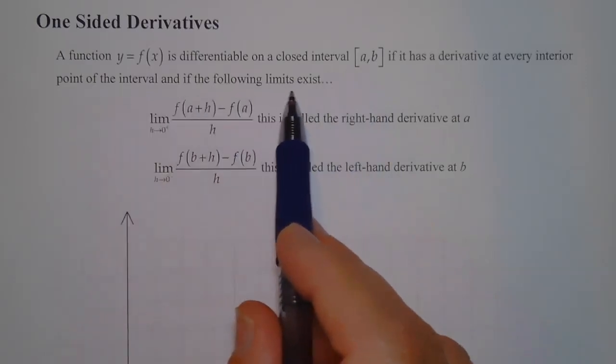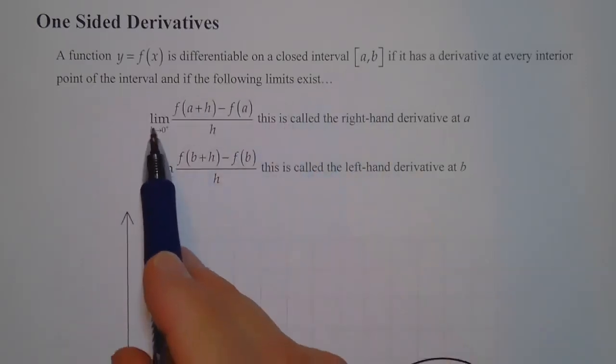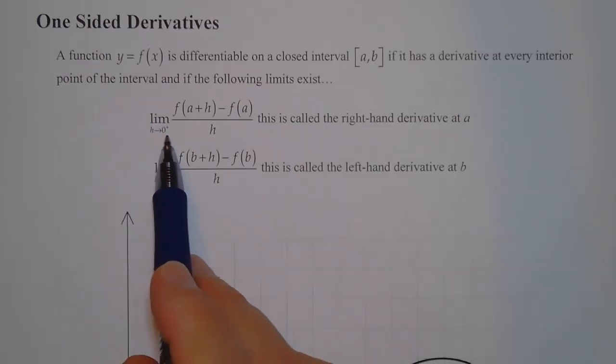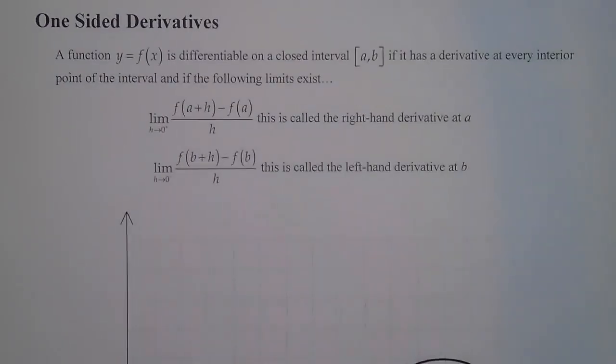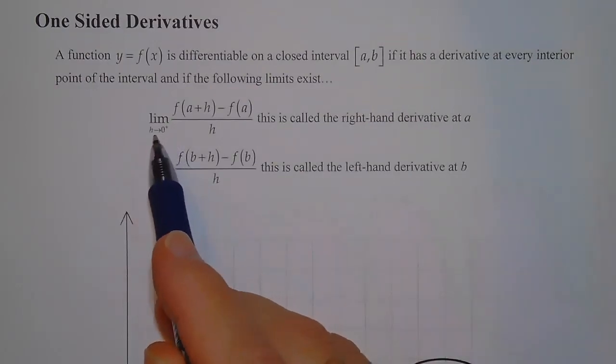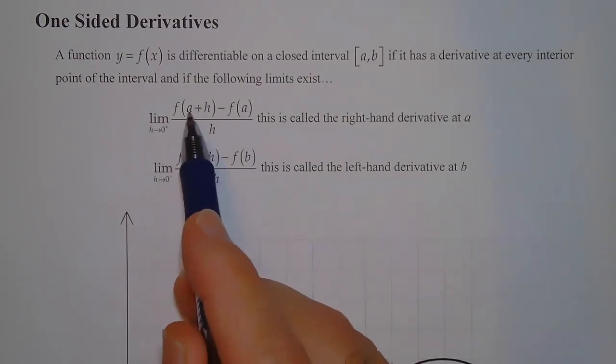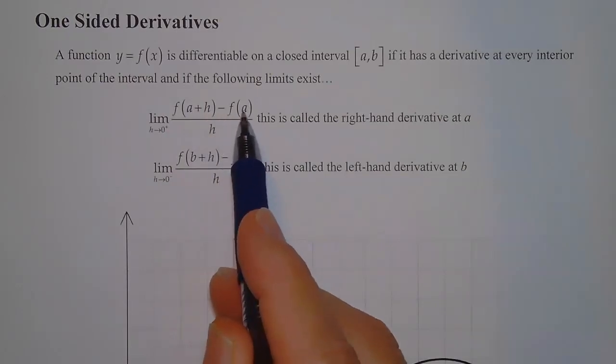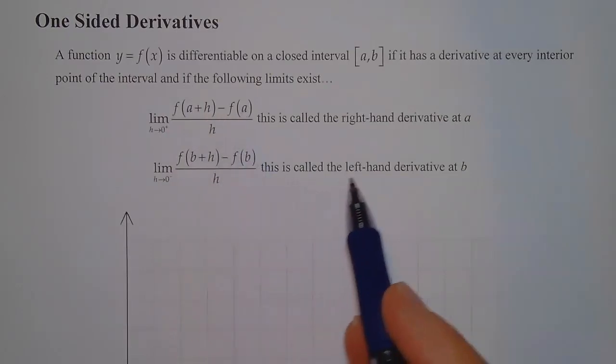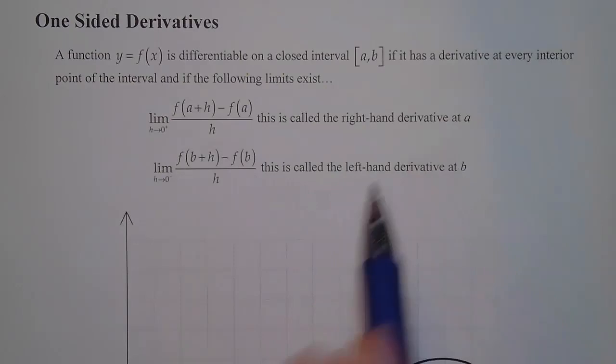And if the following limits exist. So the limit as h approaches 0, and it's hard to read. Let me try to autofocus again. It's so small, it's hard to focus on it. But that's a positive. So what that means is where h is approaching 0 from the right side of 0 of f of a plus h minus f of a over h. Now, this is called the right-hand derivative, okay?